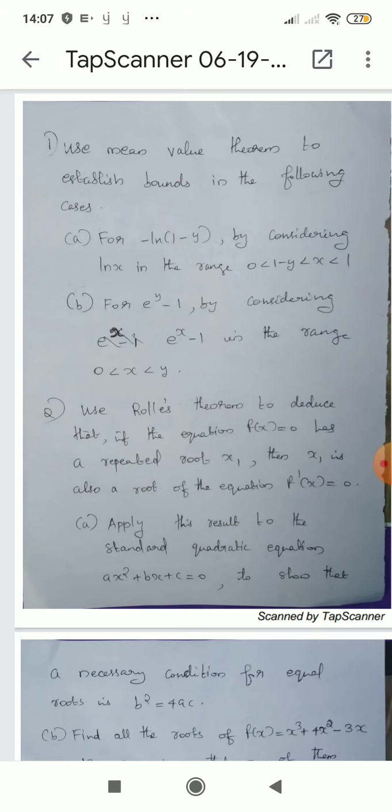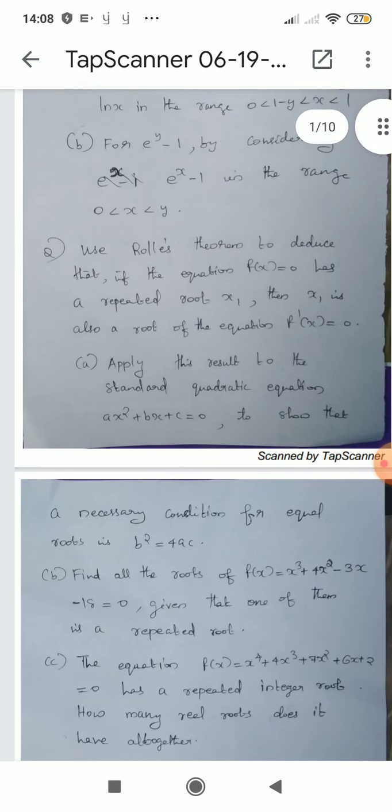And what is the condition given in this question? The equation f of x is equal to 0 has a repeated root. That means it has equal roots. Repeated root means the situation of having equal roots. Then that repeated root becomes the root of what function? The derivative of our function, that is f dash of x is equal to 0. So, if x1 is a repeated root of f of x is equal to 0, then x1 will be a root of f dash of x is equal to 0. Okay, this is the explanation of your question.